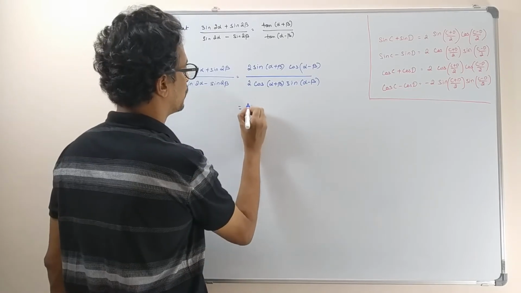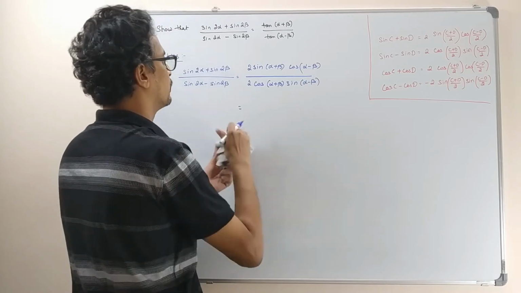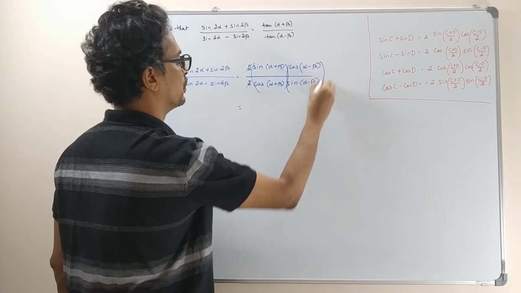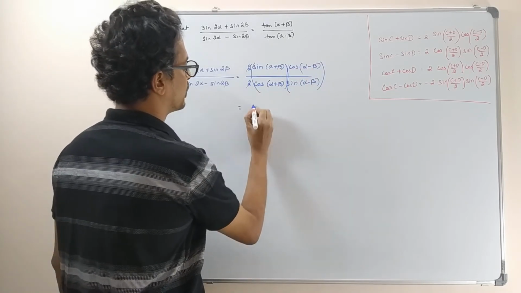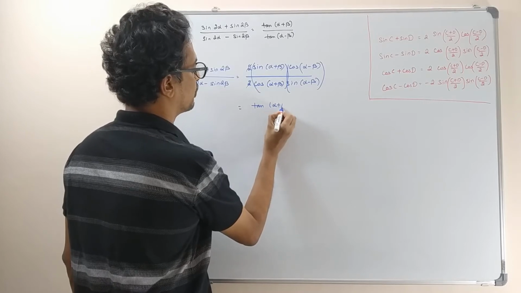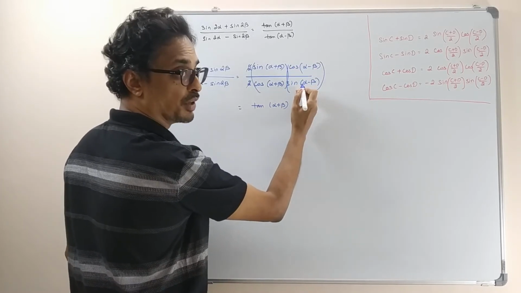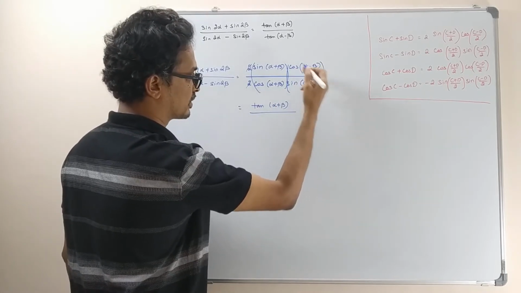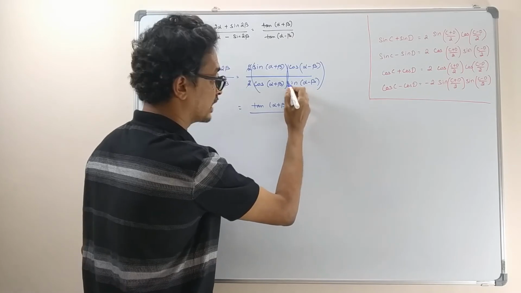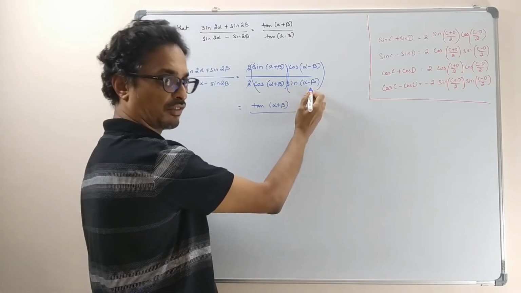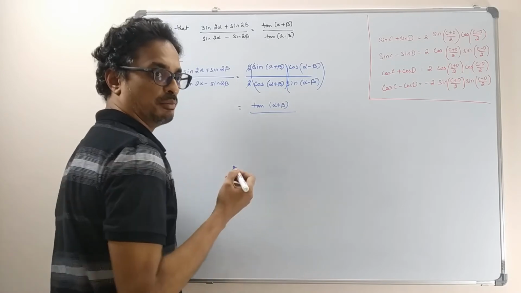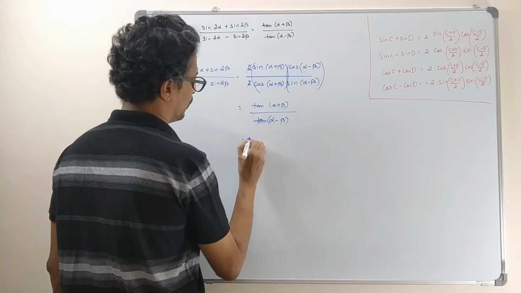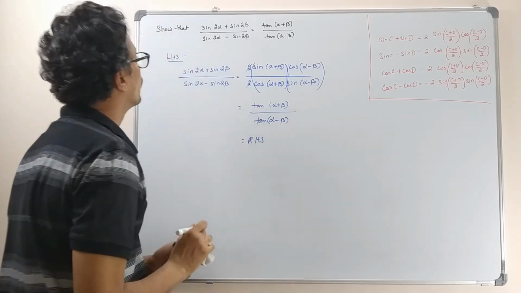So the 2 gets cancelled off. Let me combine these two. So sin by cos will be tan(alpha plus beta). If I take this cos beta bottom here, sin(alpha minus beta) divided by cos(alpha minus beta) becomes tan(alpha minus beta), correct? Tan(alpha minus beta), and that is your RHS. Hence proved.